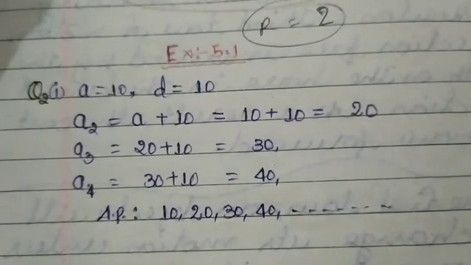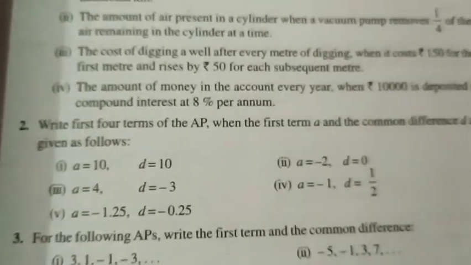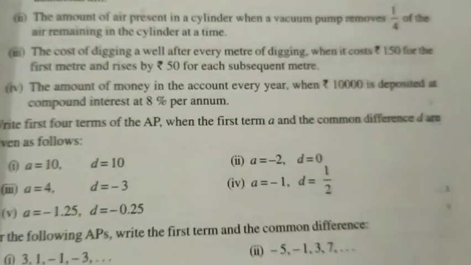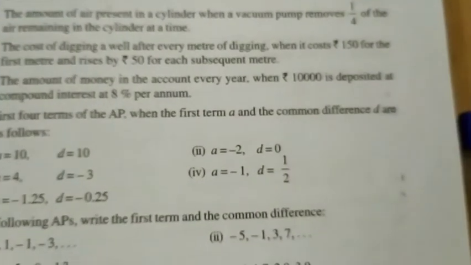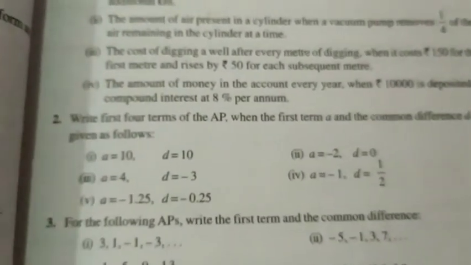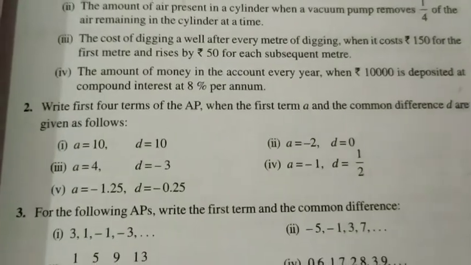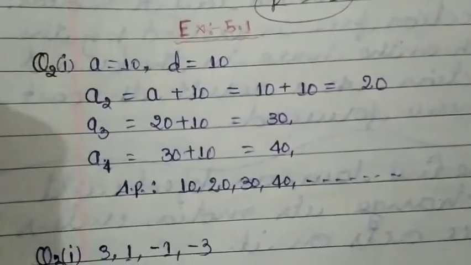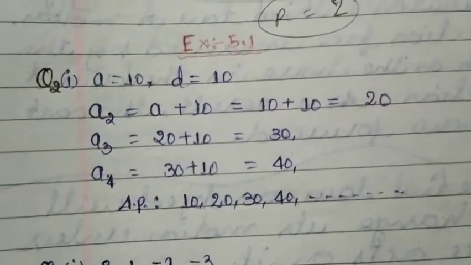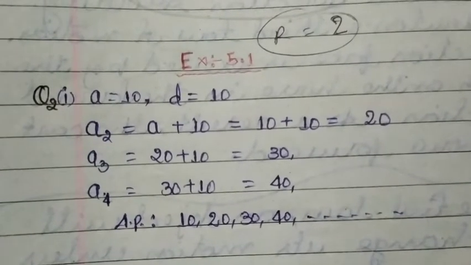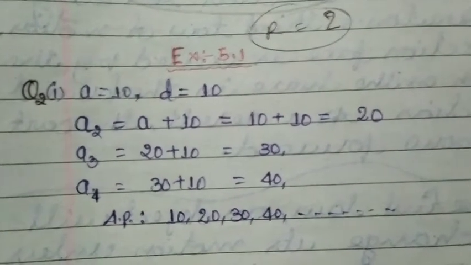So question number 2 says, write the four terms of an AP when the first term A and the common difference D are given as follows. Okay, so we will do like this. A is given, A1 is given, A or A1 both are the same thing, and D is given.